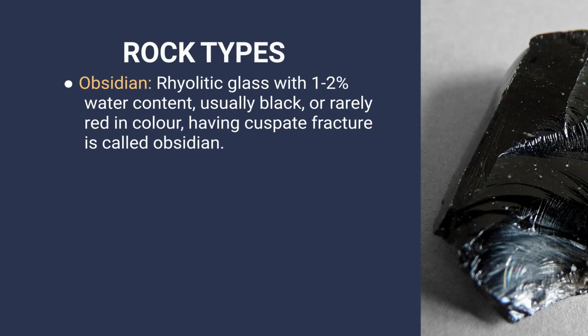Three different types of rhyolitic rocks are known. We can have obsidian, where the water content is less than 1 to 2.8%. They are usually black or rarely red in color and show cuspate fracture, and these are the rhyolitic glass, and these are called obsidian.